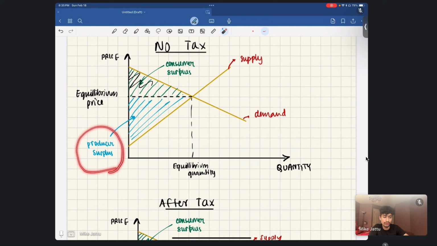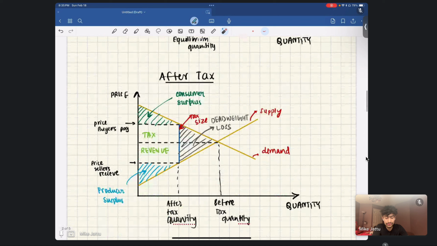And this region, the blue one, is the producer surplus, which is below the equilibrium price and above the supply curve. Now, after tax is introduced, using the wedge method, we get the price buyers pay and the price that sellers receive. Using these, we can understand the producer surplus and the consumer surplus, and this rectangular region is called the tax revenue, which is generated due to the introduction of tax.